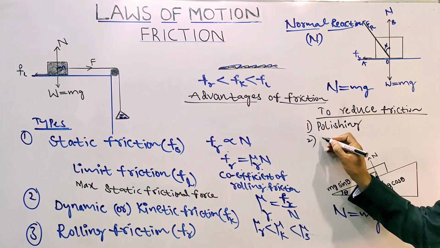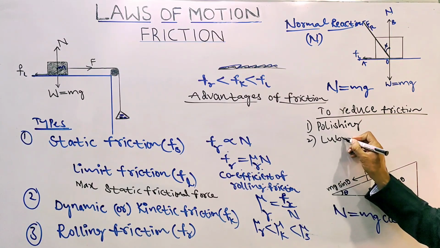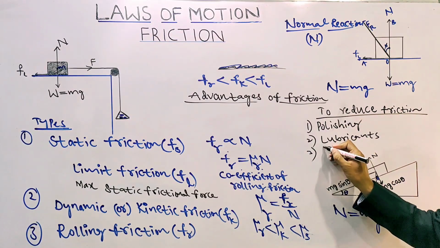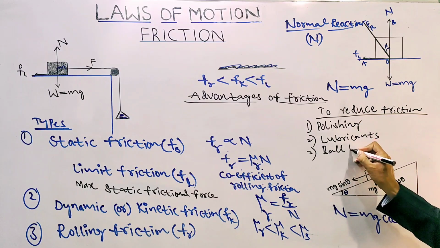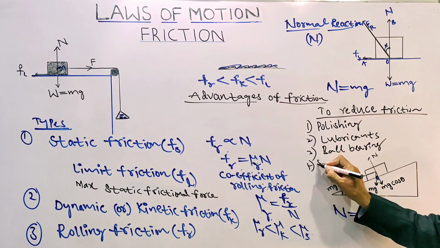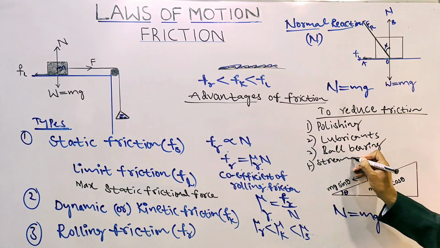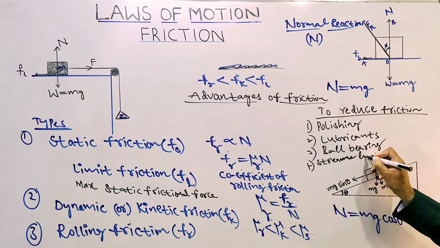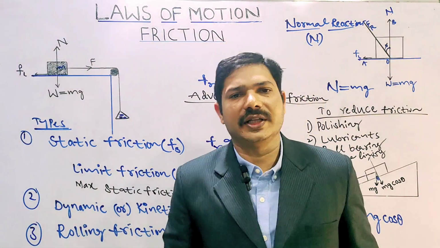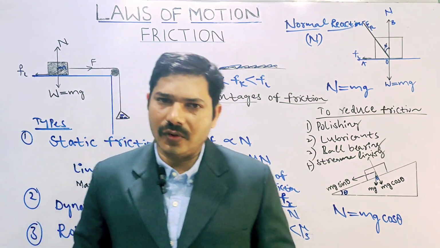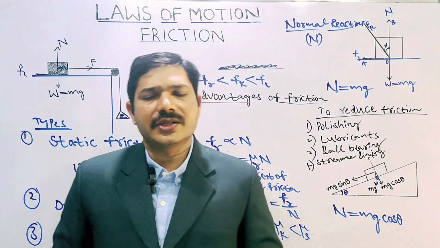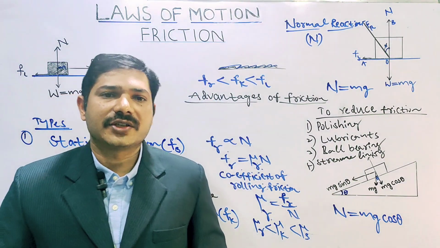The second method is lubricants. Using lubricants we can reduce the friction. The third one is ball bearings, and the fourth one is streamlining. So there are four methods, and we'll discuss those four methods. The first method is polishing. By polishing the surfaces, what happens?